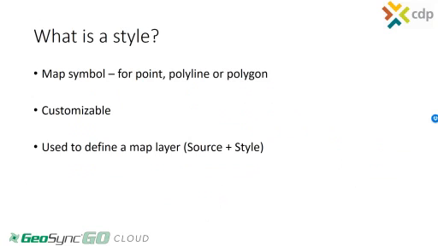So I guess we start. What is a style, or GeoSync Go Plus style? And the easy answer for that is it's a map symbol for point, polyline, or polygon. It's a customizable feature, so it can be modified to meet your needs. And it's used to define a map layer. So a map layer is a data source plus a style. Symbols are really important for us because they help us visualize the data in the way that we want, and the way that's useful for our workflows.